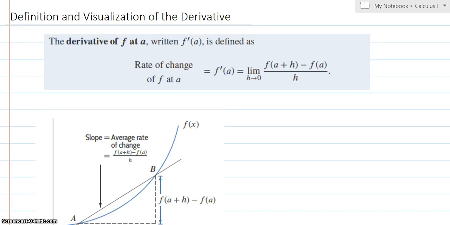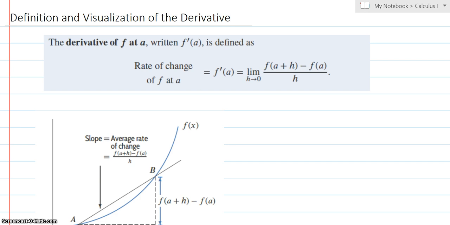Hello, this is Jennifer Martinez, and in this video we're going to look at the definition of the derivative. We're going to see where it came from, and then we're going to visualize it. Let's start with the definition in the book.